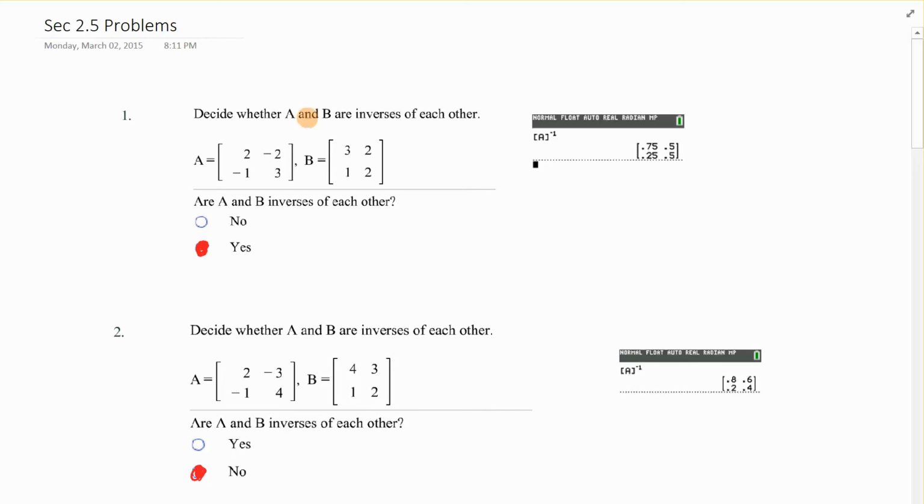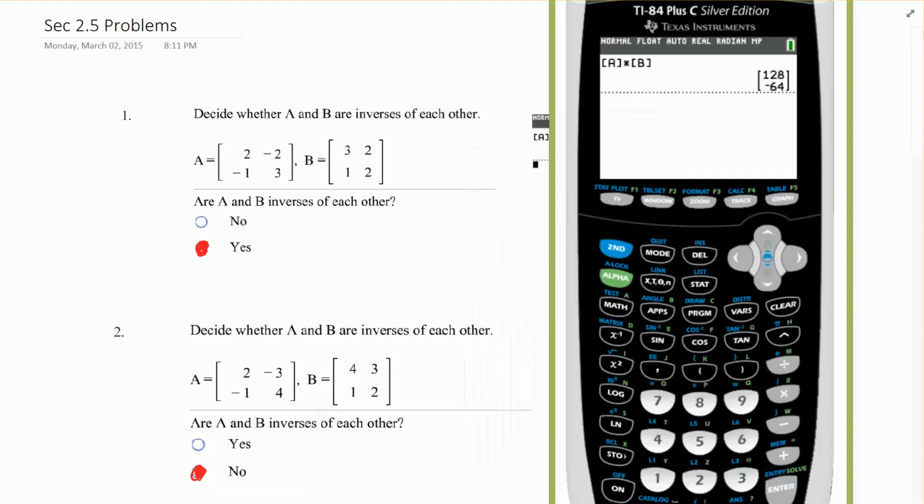So this says decide whether A and B are inverses of each other. So the easiest way to do that would be to go here and let's clear this, and let's put this in matrix A. So we'll go to second matrix and over to edit and enter, and we have a 2 by 2. So let's put in 2, -2, -1, and 3.